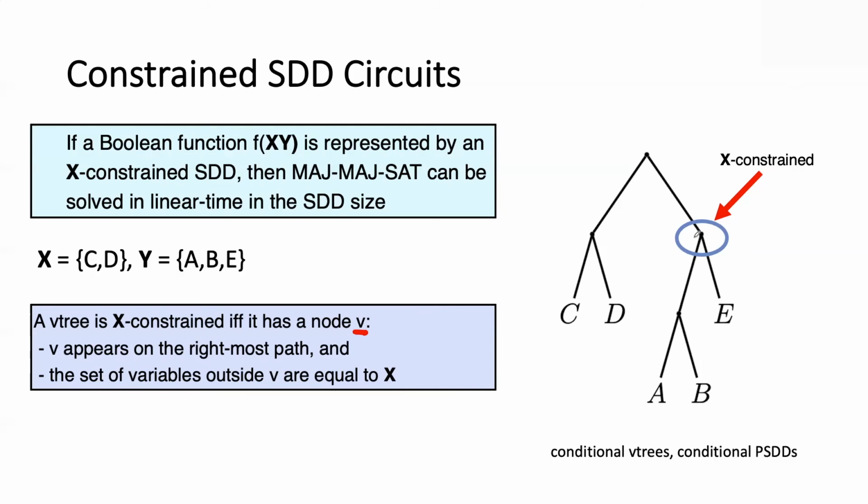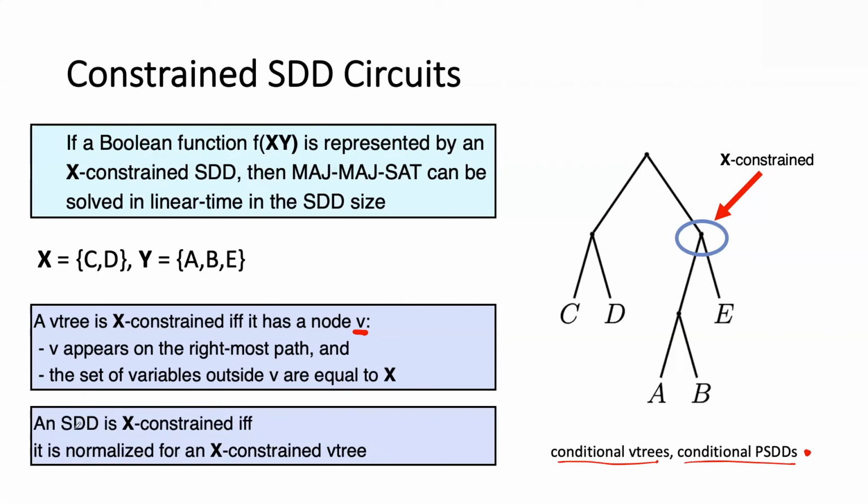Now, we've seen this before under the name of conditional Vtrees, and we used it when we talked about conditional PSDDs. This usage came before this. So initially they were called X-constrained and used in this particular context. This is in 2016, and this came in 2018 where the same concept was used, but they were referred to as conditional Vtrees to match this notion here. So an SDD is X-constrained if and only if it is normalized for an X-constrained Vtree. We know what's going on now, okay?